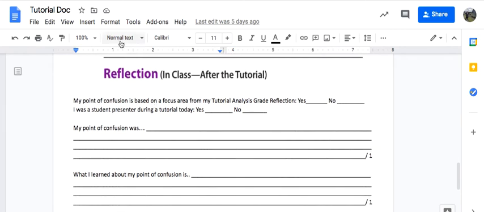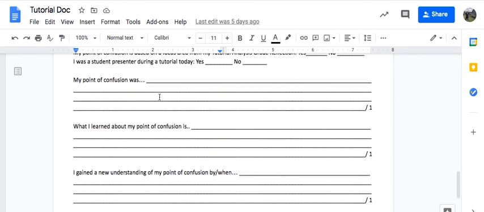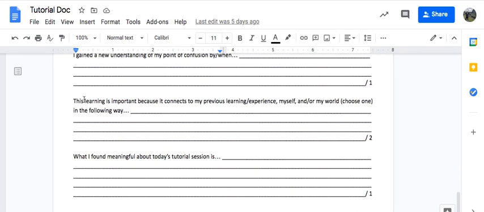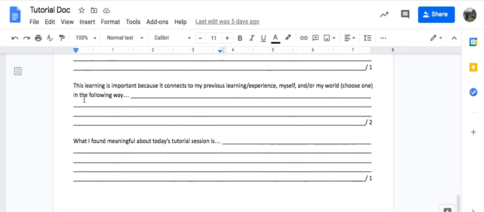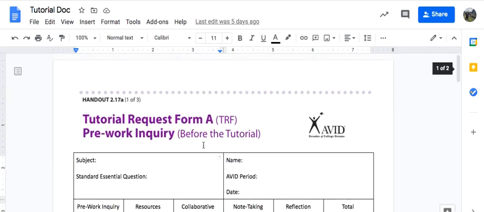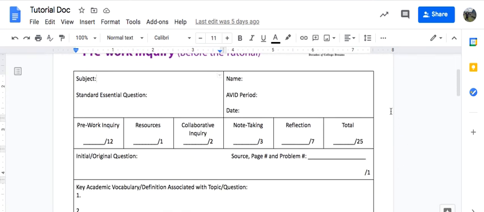All right, and then make sure you reflect on it afterwards. So this is our reflection. What's your point of confusion? What did you learn about it? You gained a new understanding because, how did you get to that point where you have clarity instead of confusion? And then why is this important? And what did you find meaningful about today's session? Okay, remember that in total, that is 25 points for your TRF.